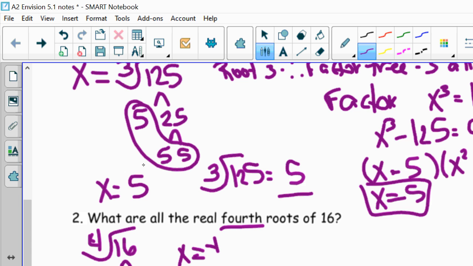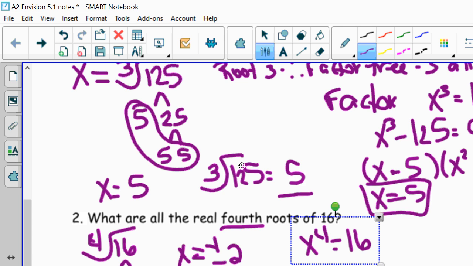So this is x is positive or negative 2, okay? Or if I looked at x to the fourth, because this is x to the fourth equals 16, okay? I put the radical in the problem, so therefore I'm going to have the 2 answers, positive and negative. Okay? I could factor it, say x to the fourth minus 16 equals 0.